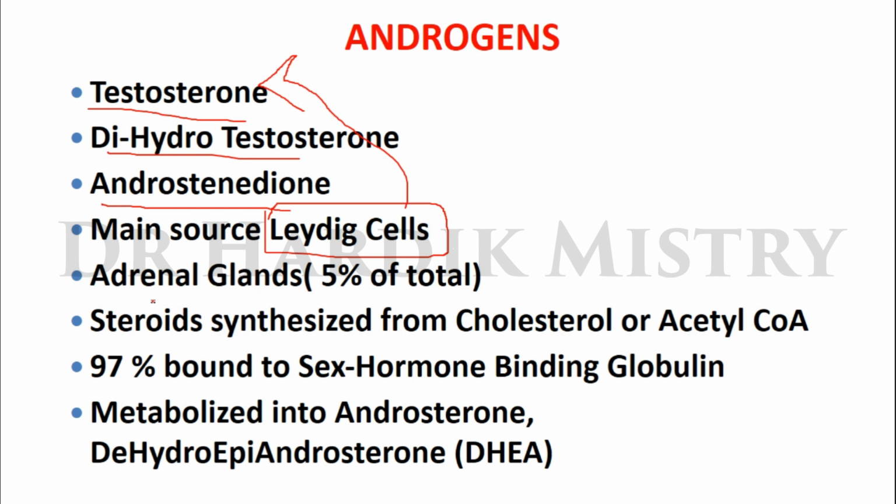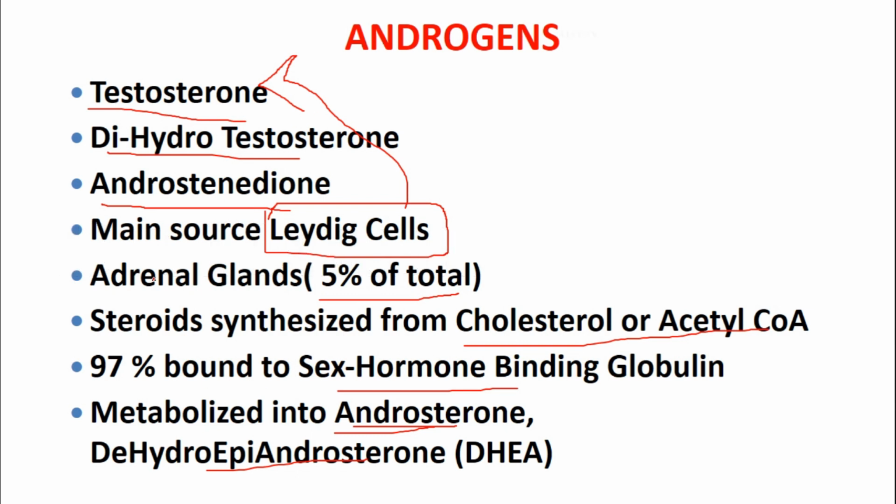Adrenal glands secrete nearly 5% of the total hormone, and these steroids are synthesized from cholesterol or acetyl coenzyme A. Around 97% is bound to the sex hormone binding globulin and circulates inside the whole body, and these steroid hormones are metabolized into androsterone, dehydroepiandrosterone, DHEA. Alright, so that is the basics of the testosterone.